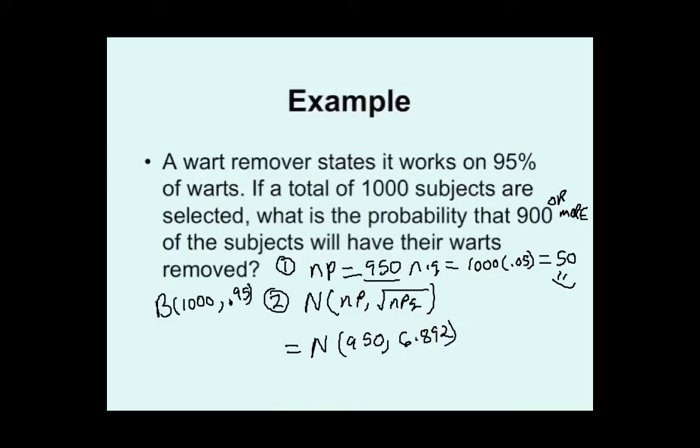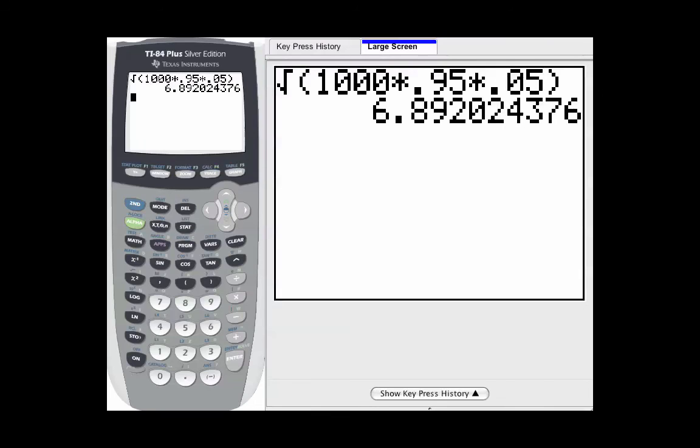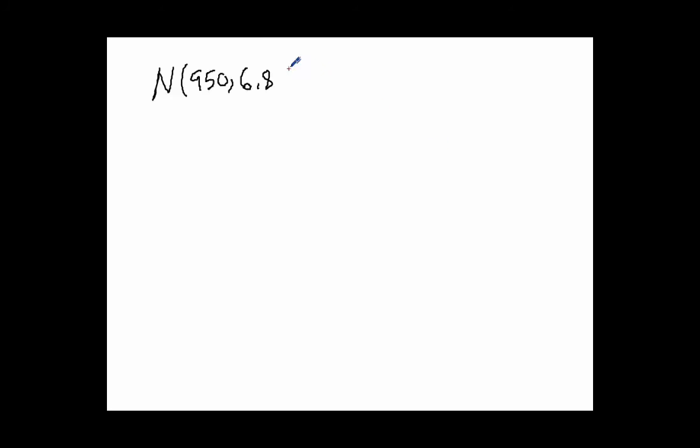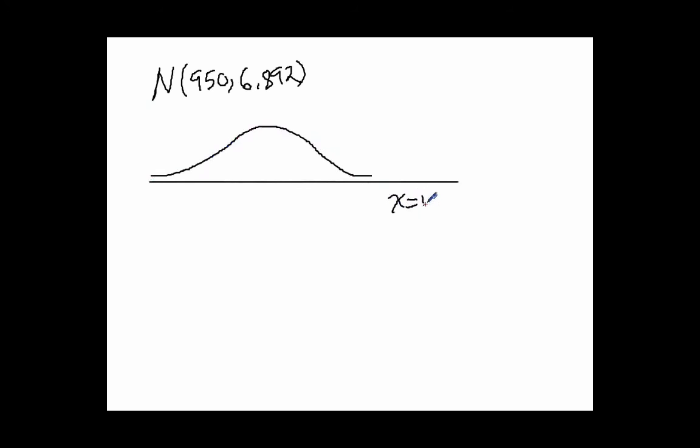So let's get out a clean sheet here and let's go ahead and set this up, all right? So our distribution is normal with 950 as the expected value and a standard deviation of 6.892. All right, so let's draw ourselves a glorious bell-shaped curve here for this distribution. It's not too bad. Okay, now x is going to be equal to what? Number of warts removed, right? That didn't change. The random variable is still the same. It just happens to be we're going to model it with the normal distribution now instead of a binomial one.